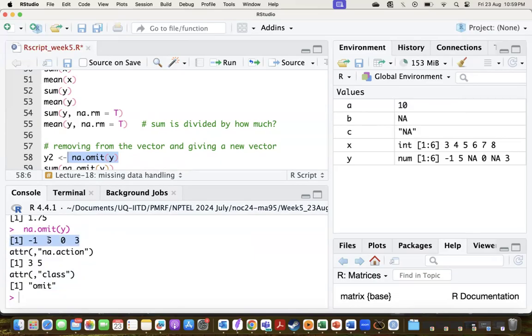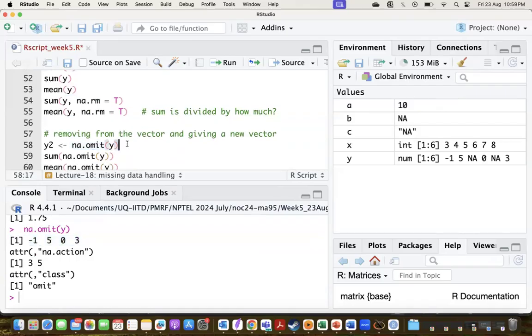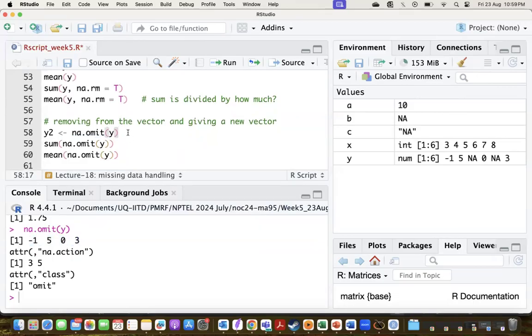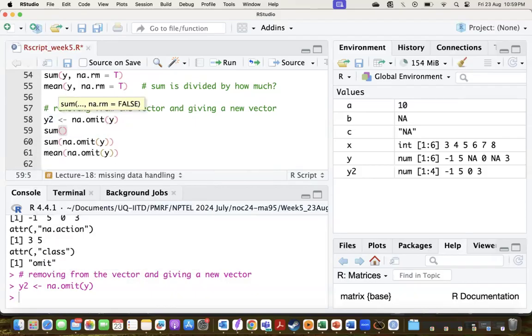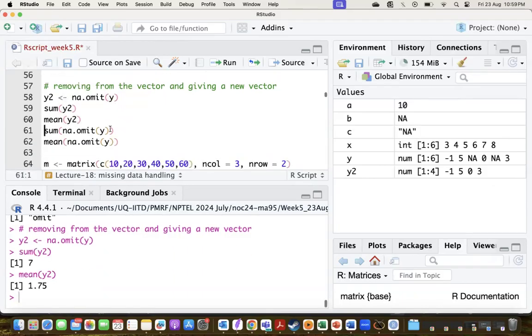So what it did was it actually removed the NAs. So what I can do is run this. I've saved this output in y, and you can see here we now have a new vector. And so what we can directly do is sum of y2 or mean of y2, and that would still give us the same answer, right?